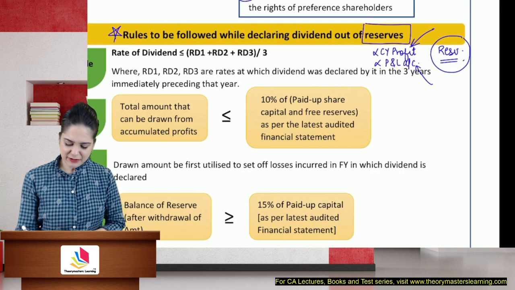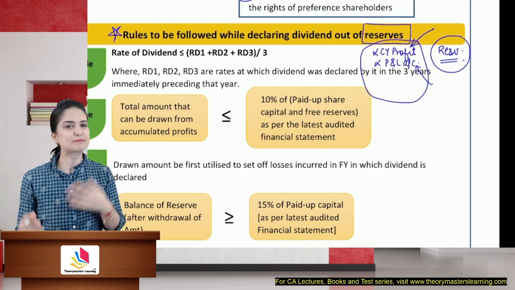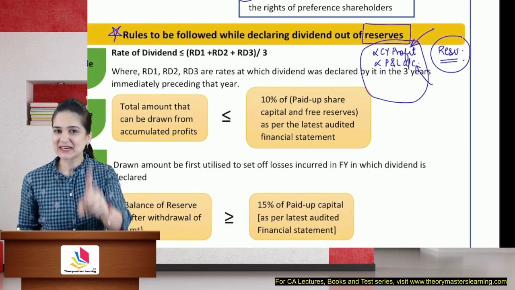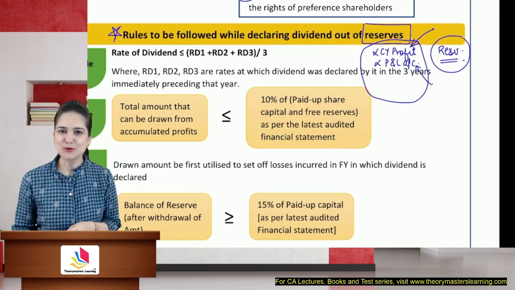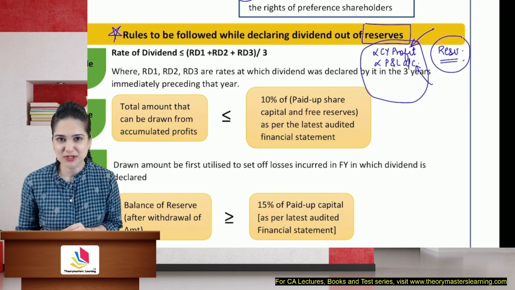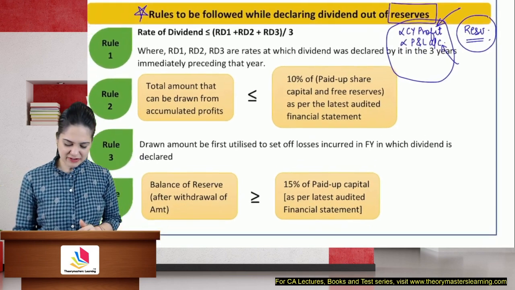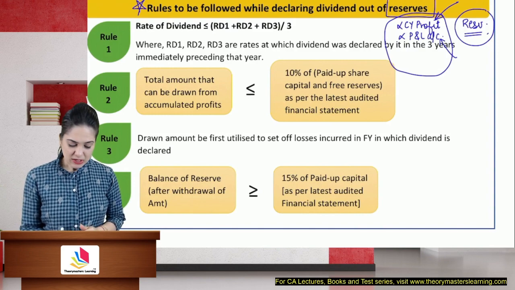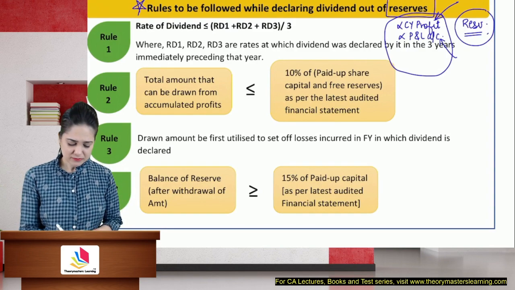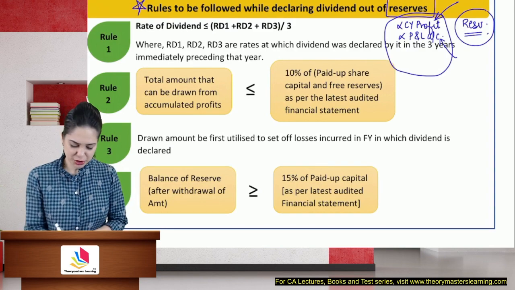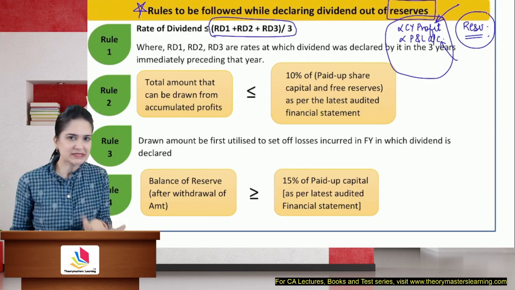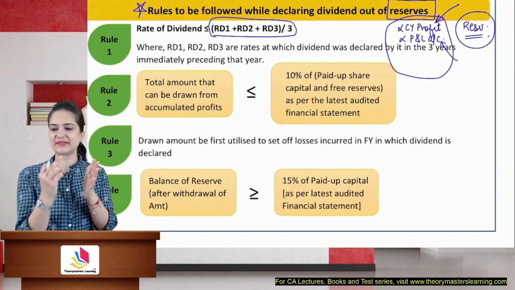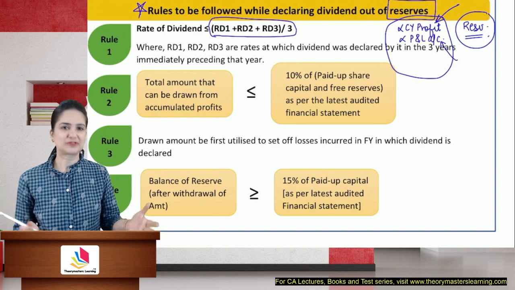So law says that when you use your P&L, it is generally for spending only. But when you use your reserves, then we need to keep a check on you. Then we need to impose rules. Then we need to impose limitations. So these rules will apply only when the dividend is declared out of reserve. Now, this is rule number 1. Whatever dividend you declare, the rate of dividend should be less than or equal to the average rate of dividend during the last 3 years. So whatever dividend I'm declaring this year, that rate of dividend should be less than the average rate of dividend for the past 3 years.